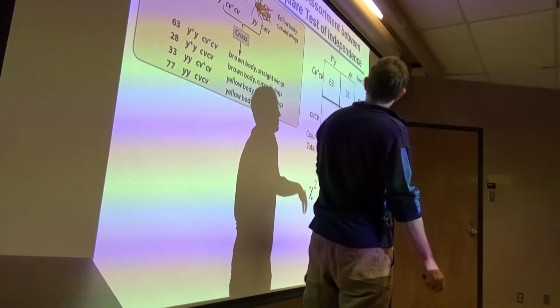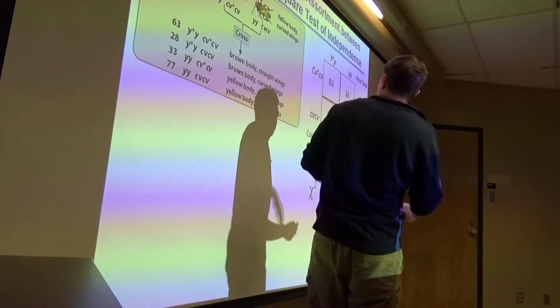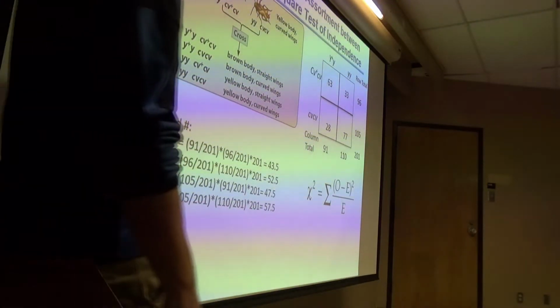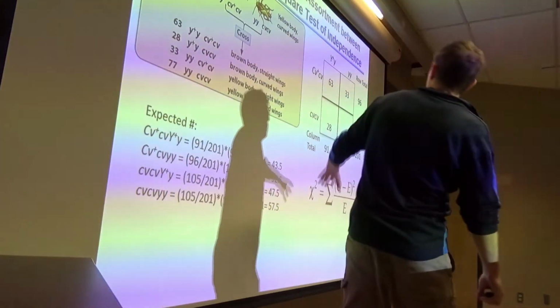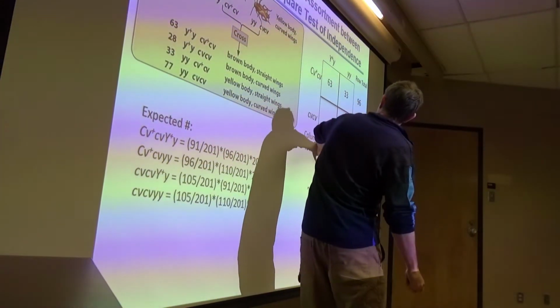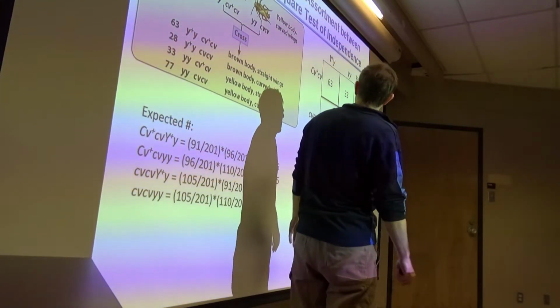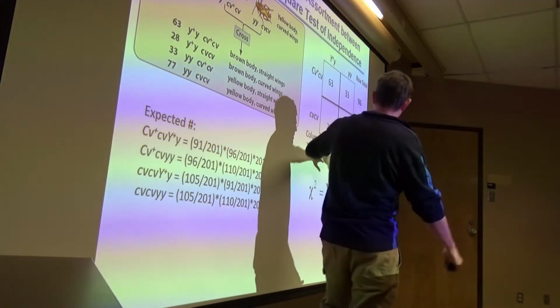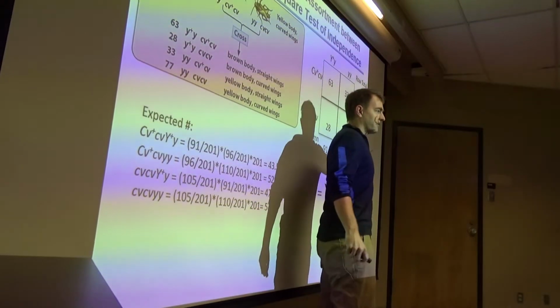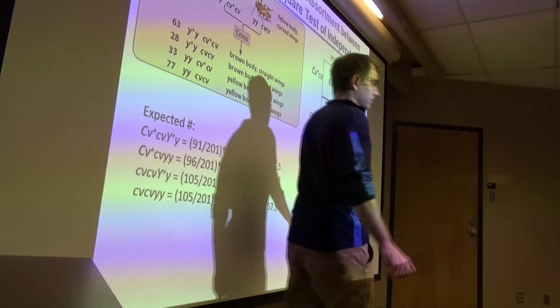Let's look at this on a gene by gene basis. If we think about how we get this particular one, you add up all these individuals here, and that's all the chances that you get that big Y allele from your dad. How often do you get a big Y allele from your dad? You get that 91 out of 201 times.